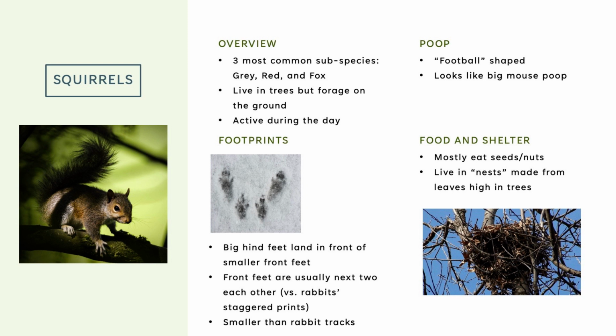Their tracks are distinctive because they have big hind feet that land in front of their smaller front feet. It's also important to know that their front feet tend to land parallel to each other. Rabbits, on the other hand, have front feet that land staggered. And when I say front feet, I mean the smaller feet. Squirrel tracks are also smaller than rabbit tracks, just because squirrels tend to be smaller than rabbits. Their scat is football shaped and small. They mostly eat some sort of seed or nut, and they tend to live in nests made from leaves high in trees.